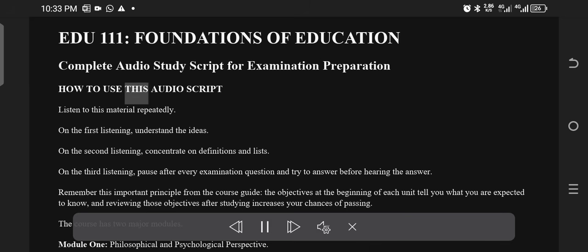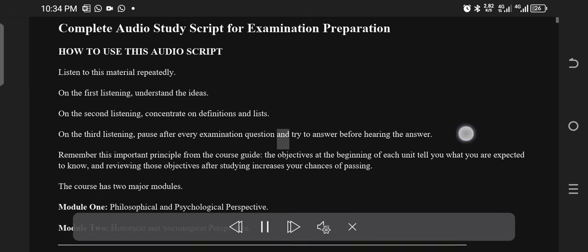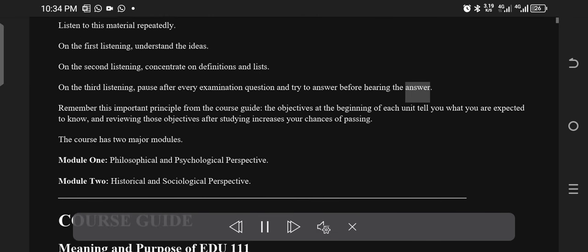How to use this audio script. Listen to this material repeatedly. On the first listening, understand the ideas. On the second listening, concentrate on definitions and lists. On the third listening, pause after every examination question and try to answer before hearing the answer.